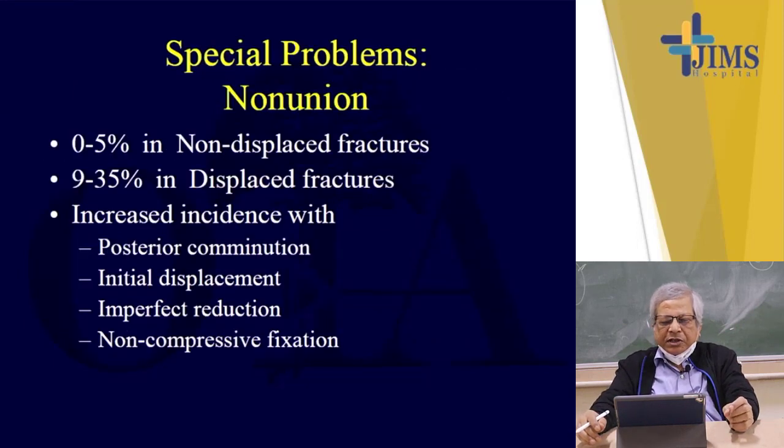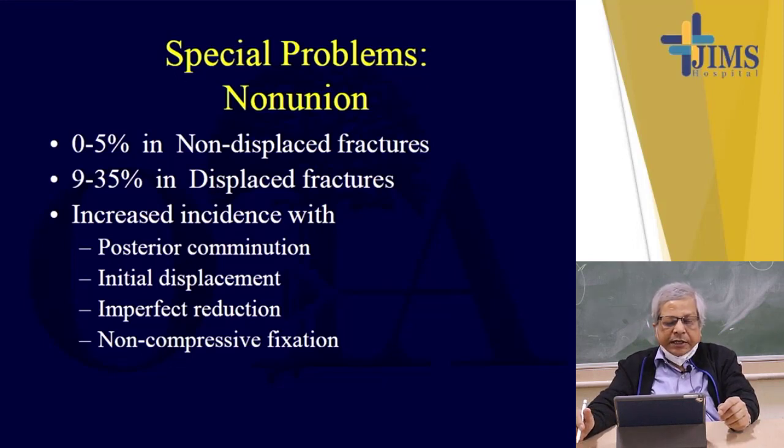What are the special problems in fracture neck of femur? One is non-union. 0 to 5% even in non-displaced fractures. Those non-displaced fractures later on go on to displacement. 9 to 35% in displaced fractures. These are all in excellent centers, maybe much more in less equipped centers, going up to 50%.